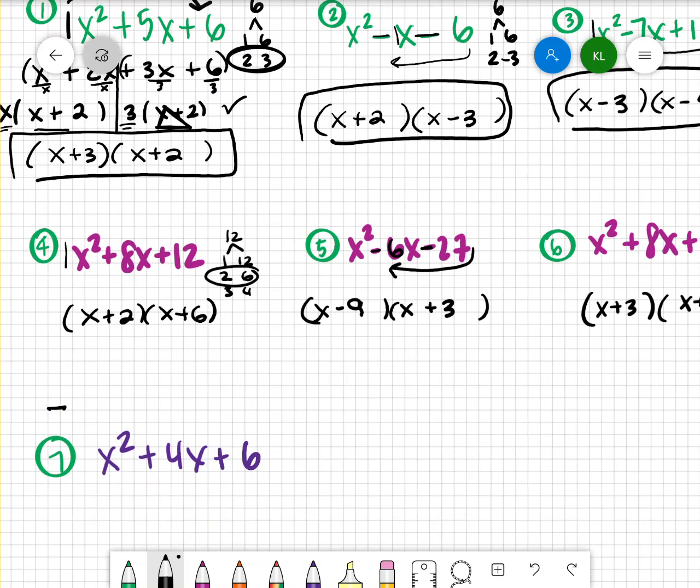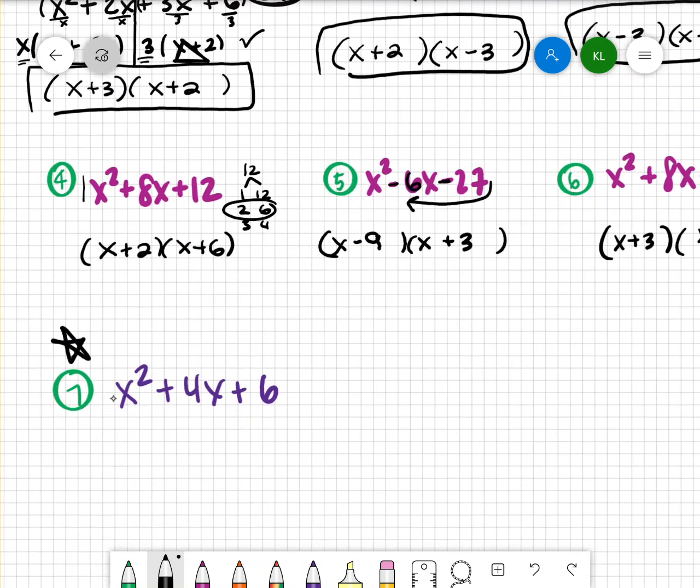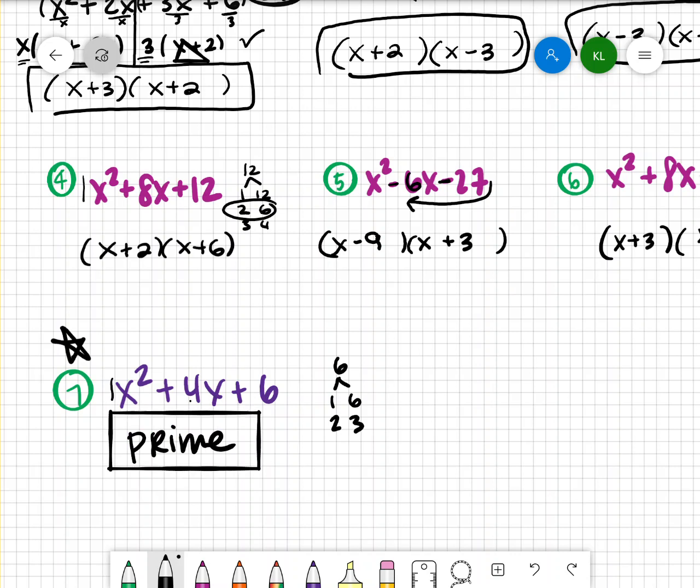Now this last one is in purple because it's kind of special. So let's look here. Again, our a value is 1, so I'm looking for factors of 6 that add to give me 4. Well, my only factors of 6 are 1 and 6 and 2 and 3. None of those are going to add to give me 4. So this is what we call a prime polynomial. We cannot factor it. So if you have a polynomial that you can't factor, you just call this prime.